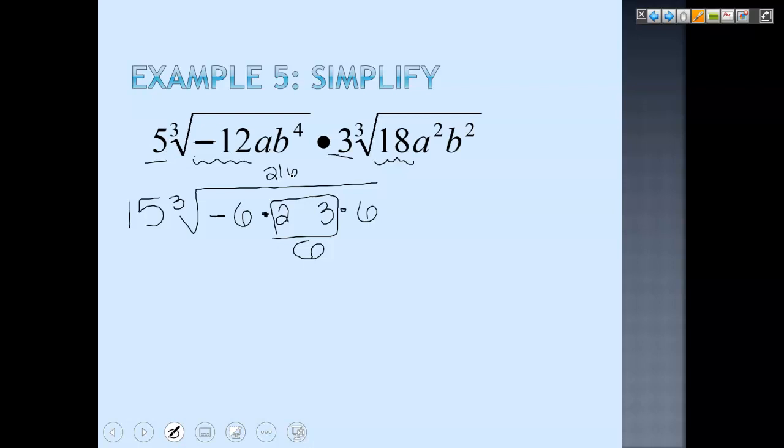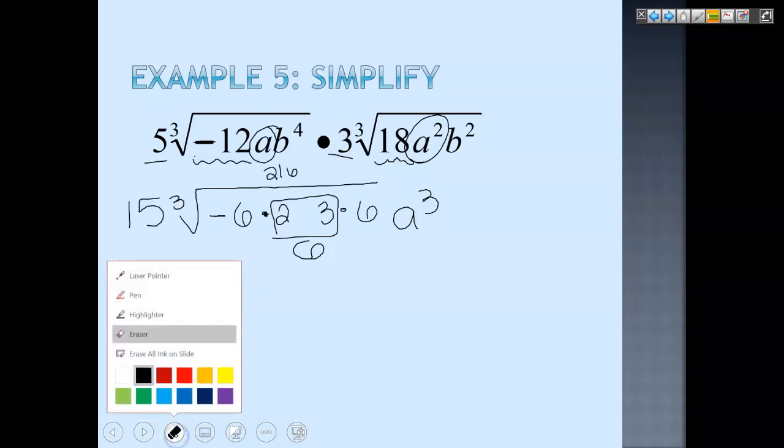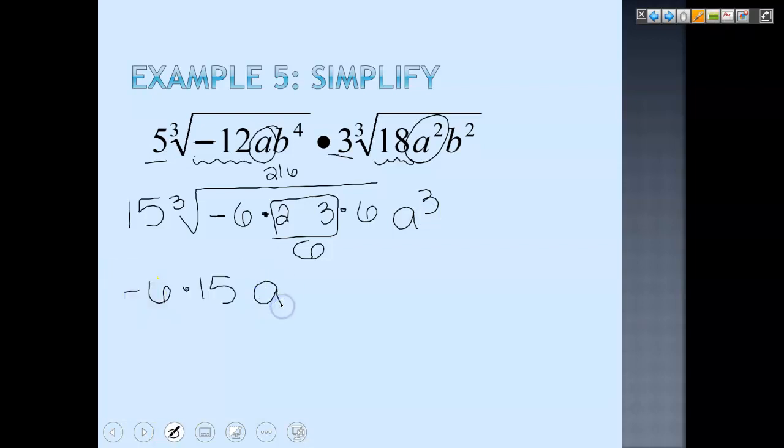So what we're going to do with that 216, for all 3 sixes, is bring it out. And I can bring the negative. That leaves 1a here and 2a's there, so that makes this a cube. So if I have 3a's in my cube root, I can bring an a out.